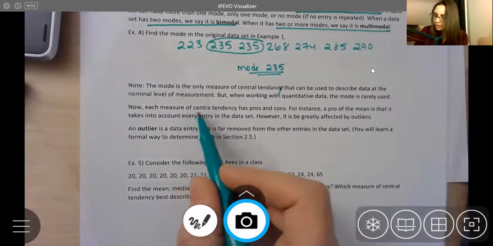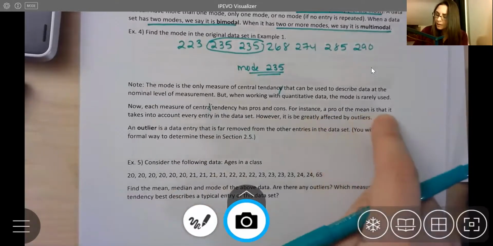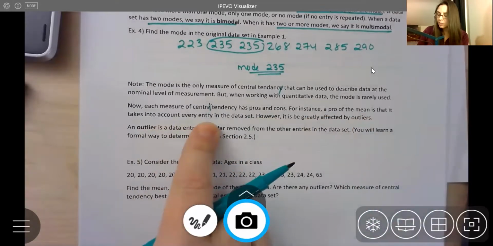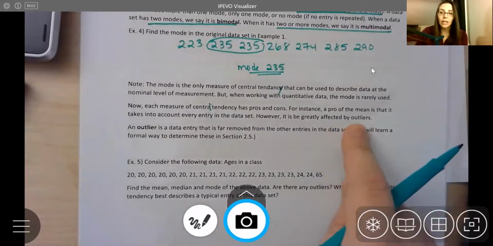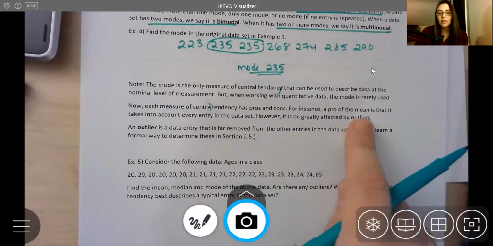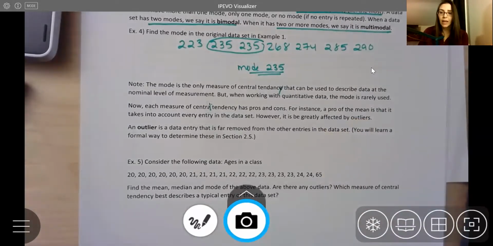Now, each measure of central tendency has pros and cons. So for instance, a pro of the mean is that it takes into account every entry in the data set. So when you use the mean, you actually physically use every single data point, add them all up, right? So they're all being included. However, it could be greatly affected by outliers. So this means that one or two values that lie far away from everything else could really pull that mean and change it and affect it.